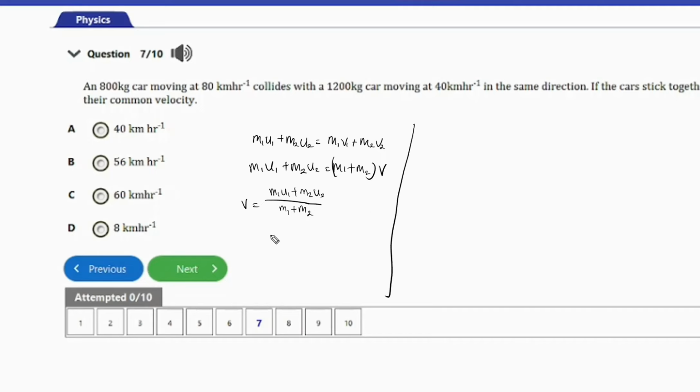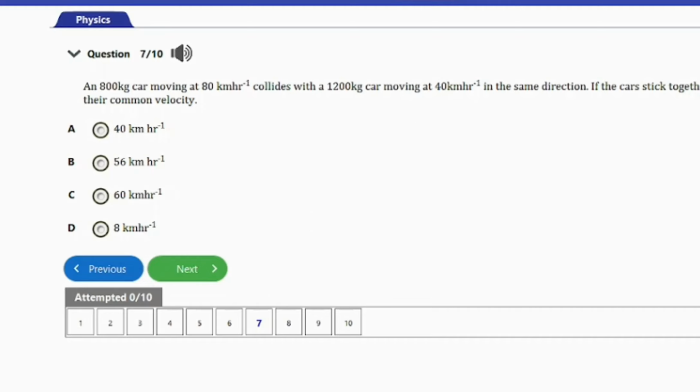So guys, in that case, v is equal to 800 kg times 80 km per hour, plus 1200 kg times 40 km per hour, all over 800 kg plus 1200 kg. So guys, let's go ahead and calculate this. The answer to this question here will be 56 km per hour, and that's option B here. So option B is the answer to this question. Let's go ahead and consider the next question, guys.